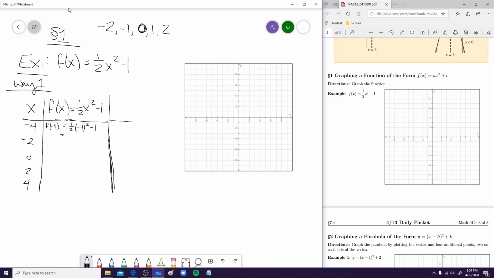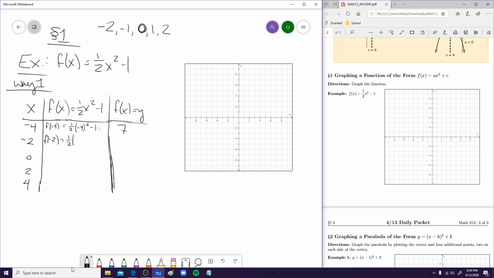So -4 squared is 16. 16 divided by 2 is 8. 8 minus 1 is 7. So I'm going to put the 7 right here. Okay, and f of x is equal to y. Same thing for f of -2.